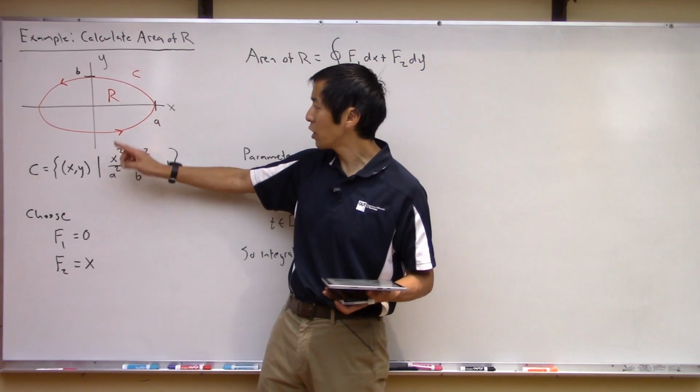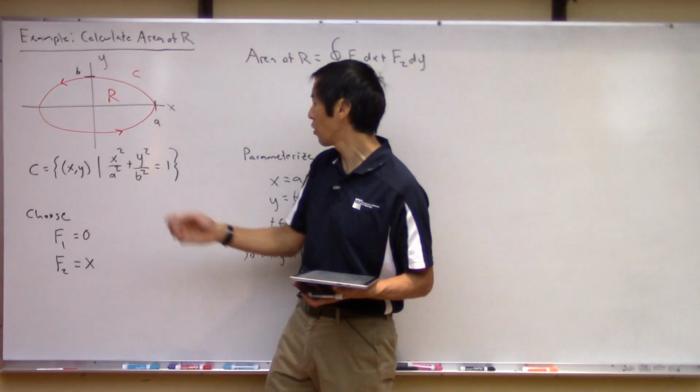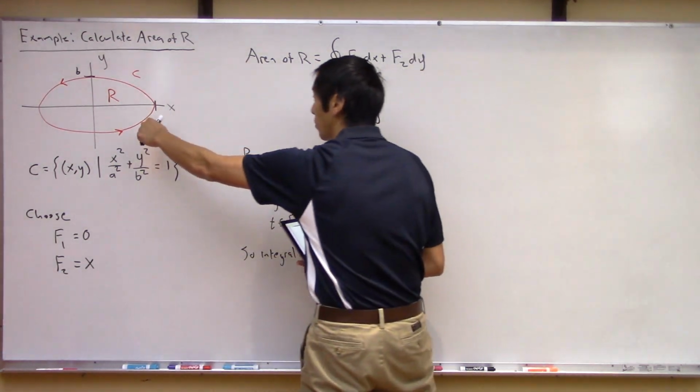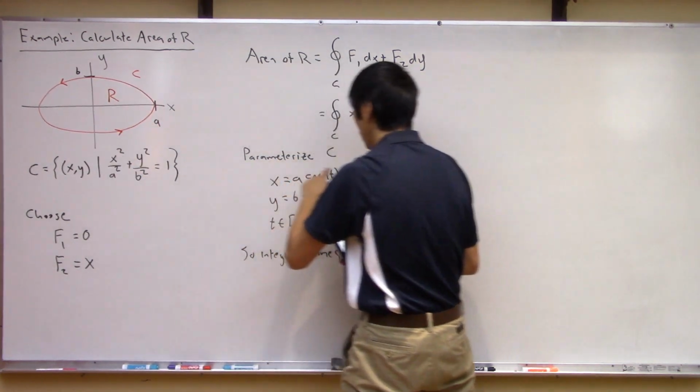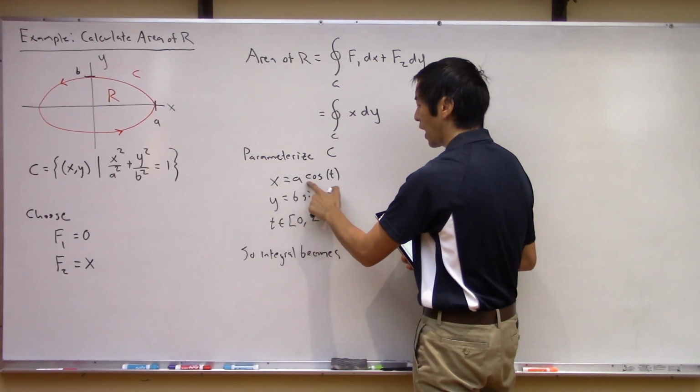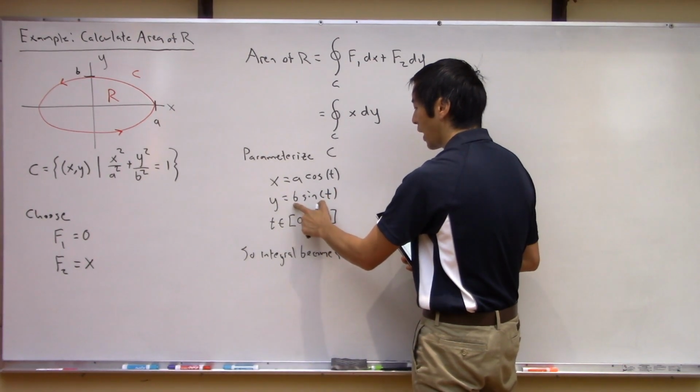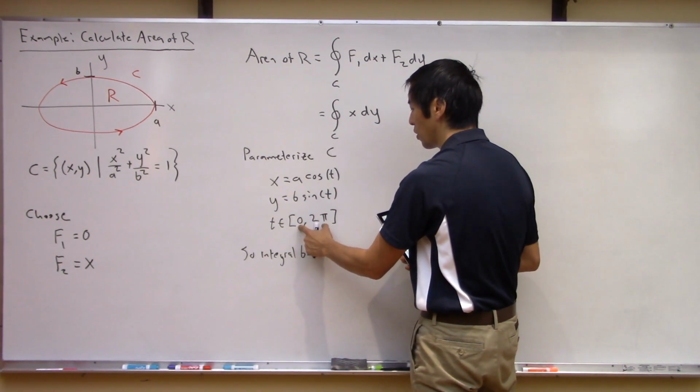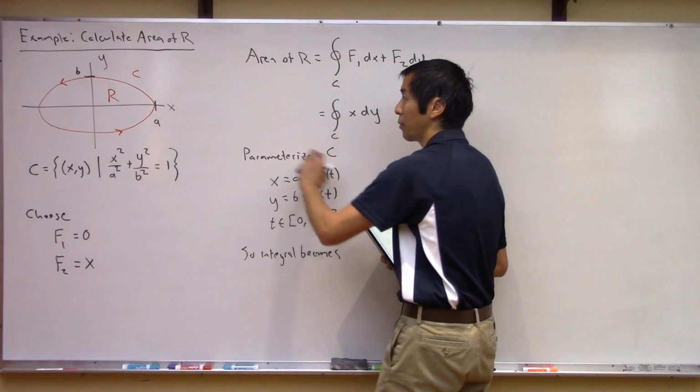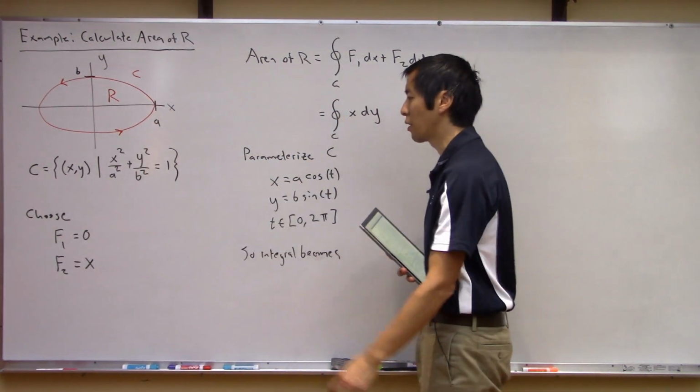The other way that we could look at this ellipse is by parameterizing the curve C using this. All the x locations are a cosine t, y is b sine t, and t runs between 0 and 2 pi. So this is another way to parameterize this curve C, which is the outside of the ellipse.